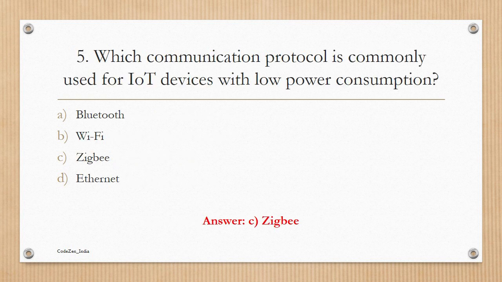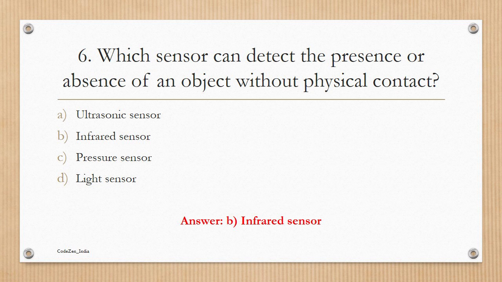5. Which communication protocol is commonly used for IoT devices with low power consumption? A. Bluetooth. B. Wi-Fi. C. Zigbee. D. Ethernet. Answer: C. Zigbee.